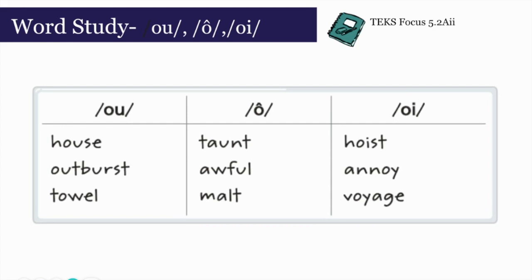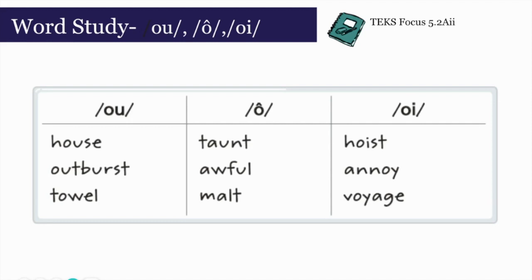Let's look at the middle column. The aw sound can be spelled either A-U, A-W, or A followed by a consonant. The ah sound contains just one sound, even when it's spelled with two letters, such as A-W.